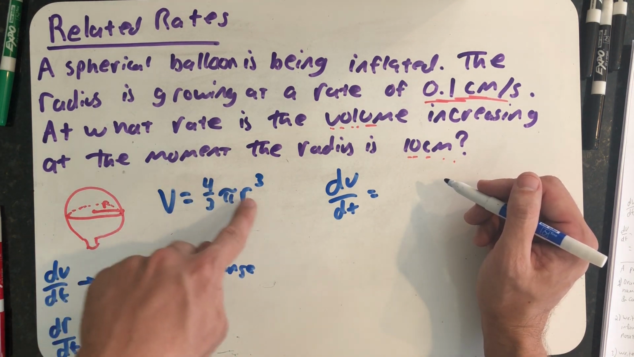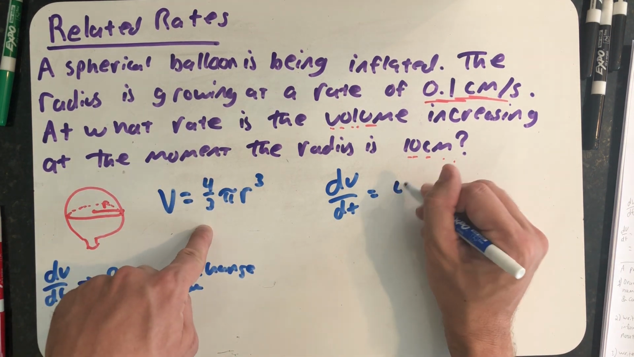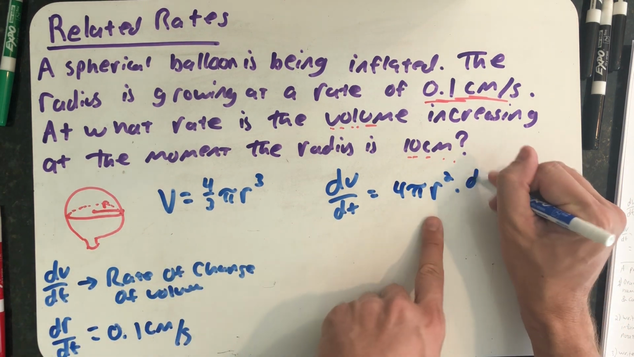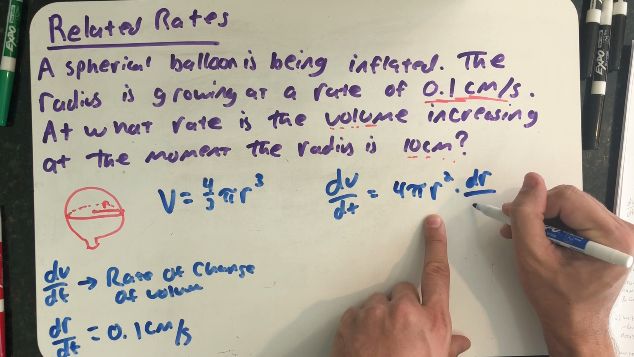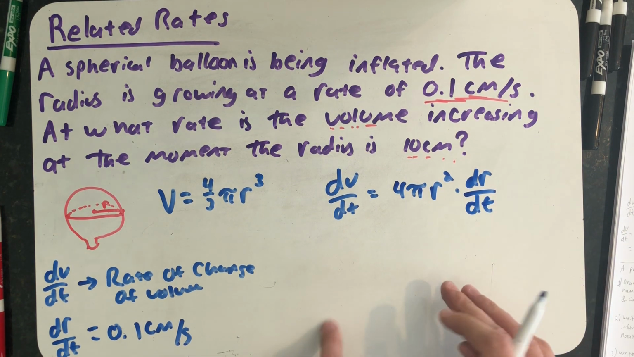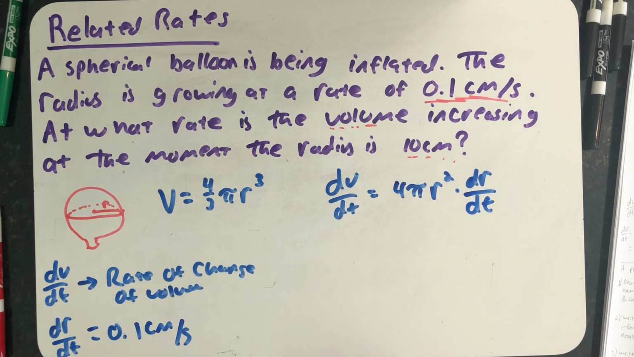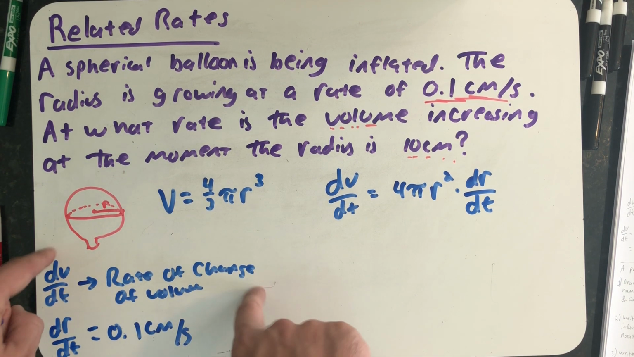So 4/3 pi is a constant, so I'll multiply that 3 down. I'll get 4 pi r squared, and because r is a function of time, the chain rule tells me that I need to multiply that by dr/dt. This is my formula that relates the two rates I care about, the rate of change of radius and the rate of change of volume.